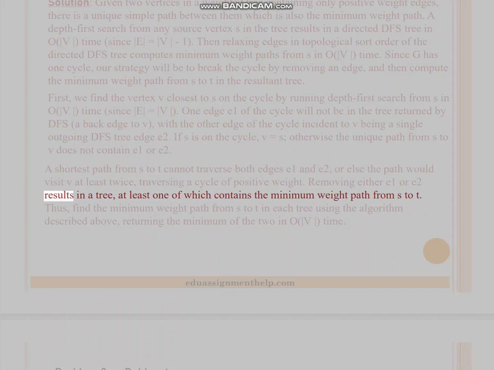Removing either E1 or E2 results in a tree, at least one of which contains the minimum weight path from S to T. Thus, find the minimum weight path from S to T in each tree using the algorithm described above, returning the minimum of the two in O(|V|) time.